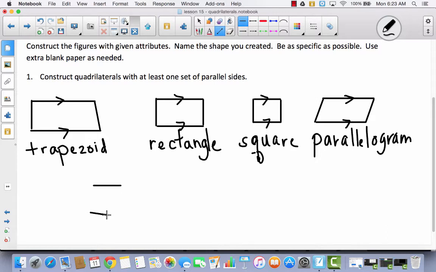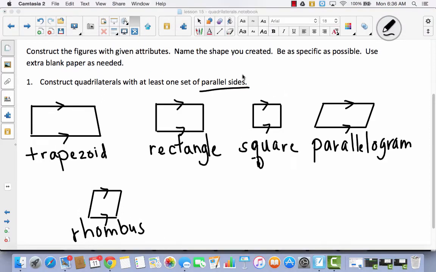except it's kind of off kilter like our parallelogram. So try to make all the sides the same length. So we have our parallel sides at the top and at the bottom. These are actually parallel too, but this is what you call a rhombus.